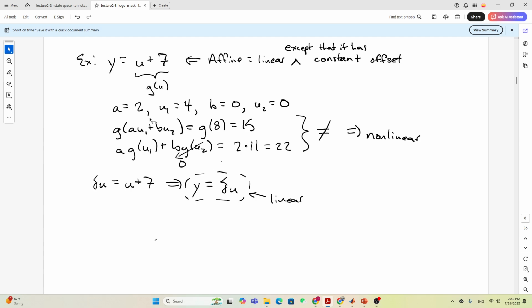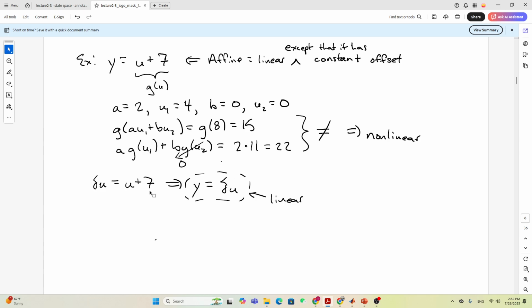Let's say g of a u1 plus b u2 equals, let's b equal to 0, we don't consider b u2, a times u1, which is 8, g of 8, right? If you plug 8 back into the equation, g of u equals u plus 7, this equals 15, right? And then if you separate it out, write it as a times g of u1 plus b times g of u2. As b equals 0, we only consider a times g of u1. u1 equals 4, g of u1 equals 4 plus 7, which is 11. 11 times 2, which is 22. These obviously are not equal.